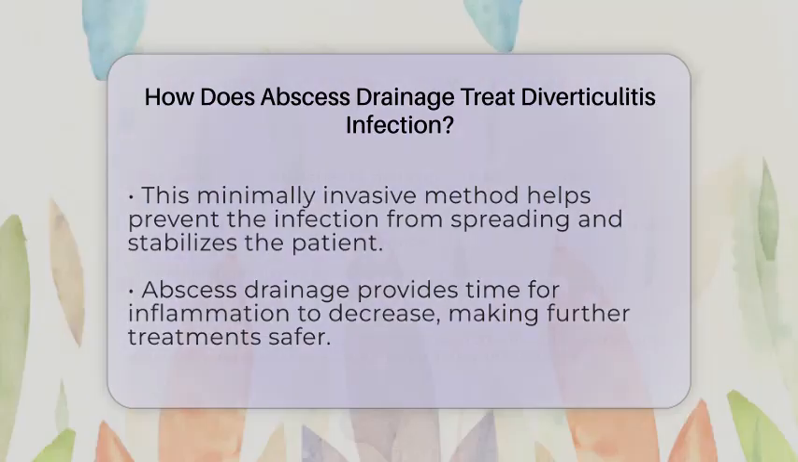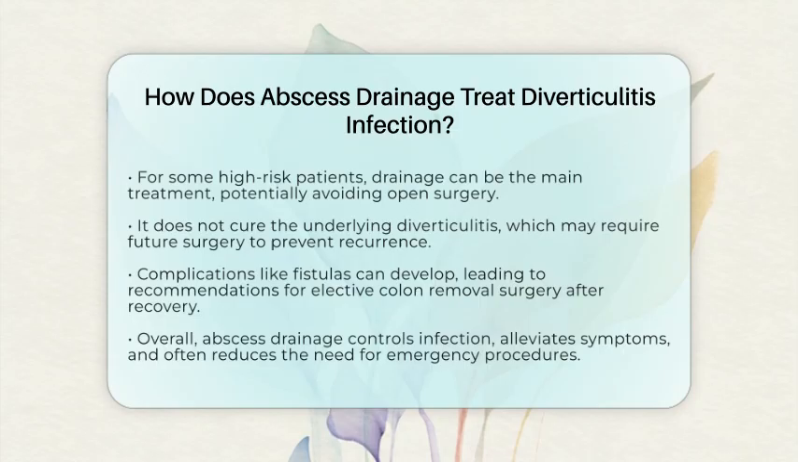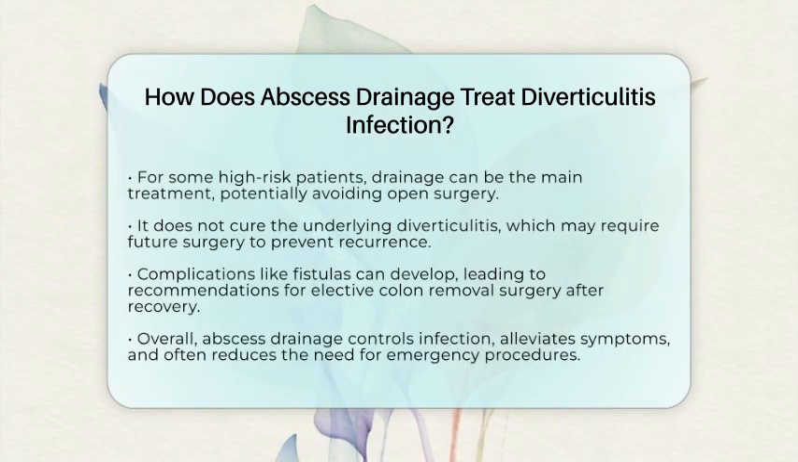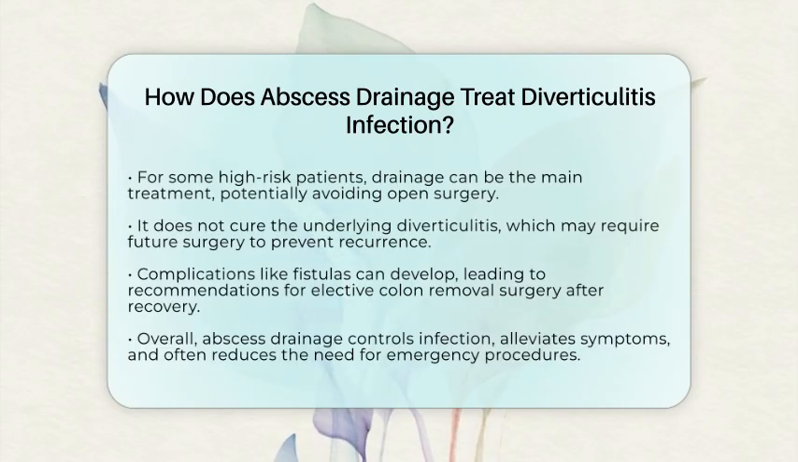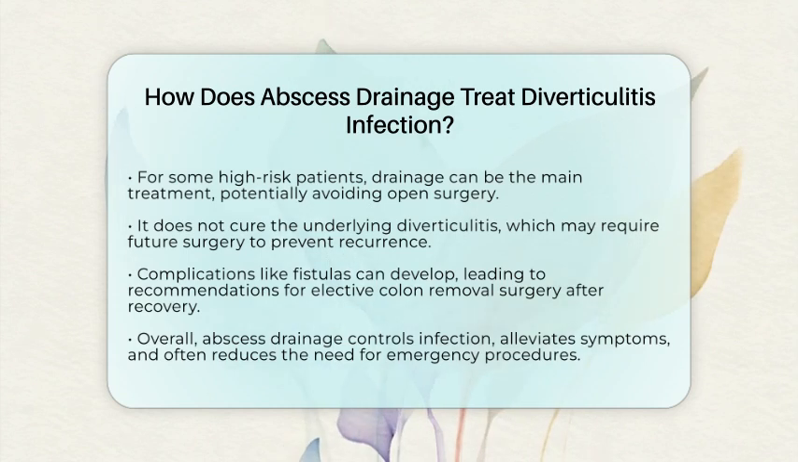In summary, abscess drainage treats diverticulitis infection by physically removing pus from the infected pocket, which controls sepsis and reduces symptoms. It helps stabilize the patient, often avoiding emergency surgery, and acts as a bridge to further treatment if needed. In some cases, especially for high-risk patients, it can be the definitive treatment.